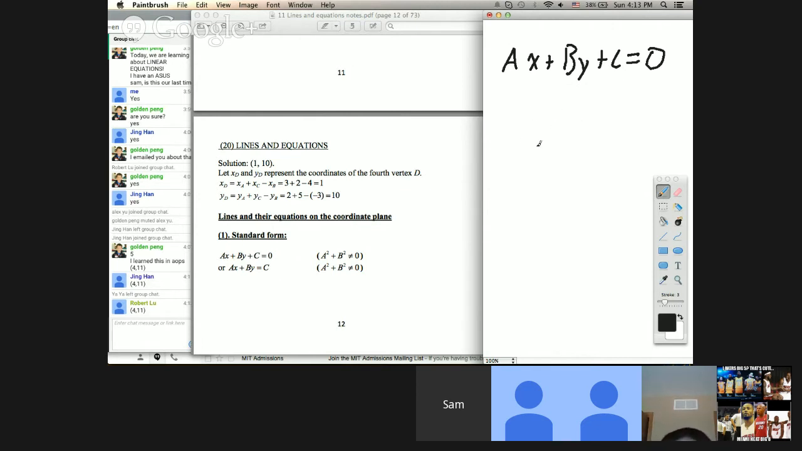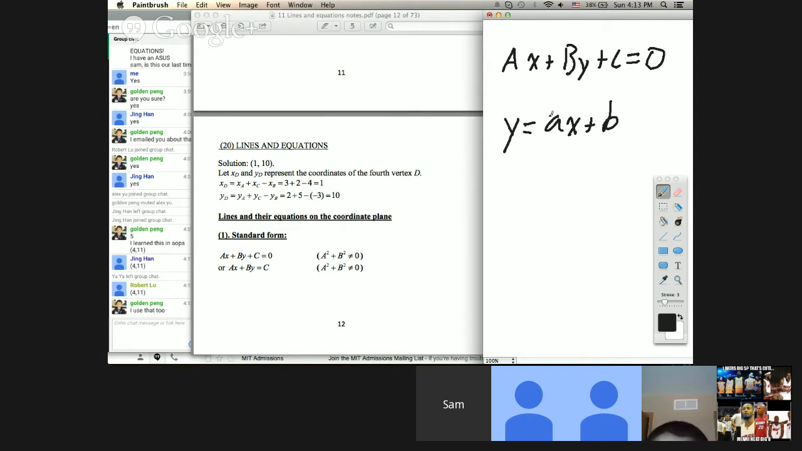I like to use the slope-intercept equation, I think that's called, which is y equals ax plus b. This is another way you could write a line. So basically you just move x to the other side and divide by b. So I usually use this one. I think this one's a little bit easier for some people, but this works too.